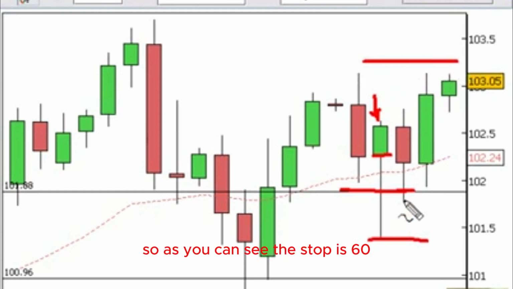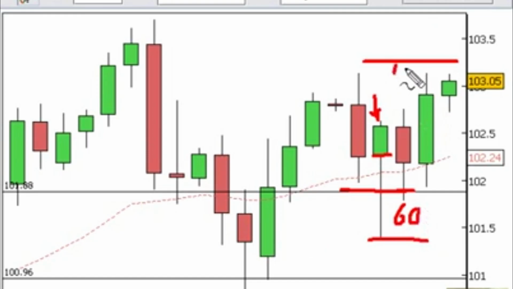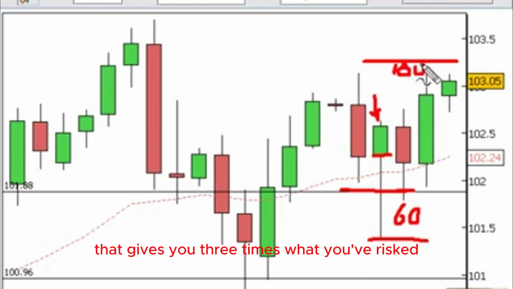So as you can see, the stop is 60 and the target's 180. And that gives you 3 times what you've risked.